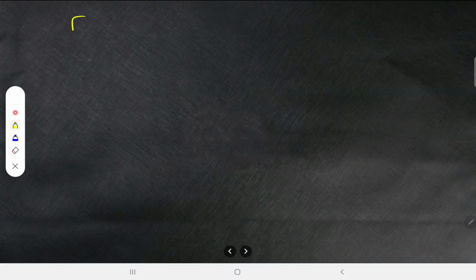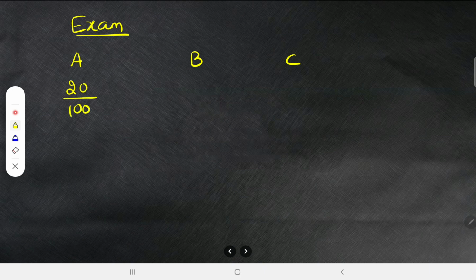In an exam, what happened, there were three people, for example student A, student B and student C. Student A has got 20 out of 100, student B has got 40 out of 100 and student C has got 80 out of 100. All right. So these are the marks which are scored by these three students.